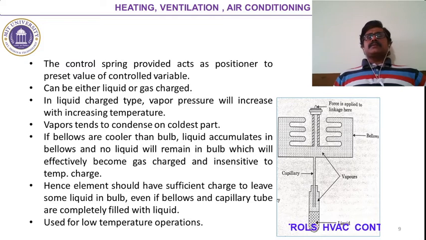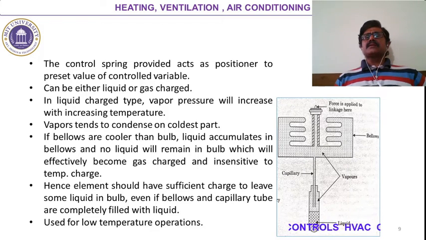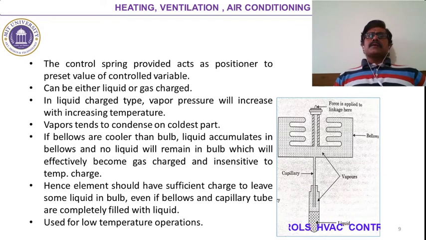The other type of bellow that we can have is one provided with a control spring, or an adjustment by the force which can be applied to this linkage. This force can be applied to the linkage either by rotating the knob in the appropriate direction, or you can insert a spring in between here. The control spring acts as a positioner to preset the value of the control variable. So depending upon the tension given with the help of the nut or a spring, that helps to set the value of a control variable, let us say the temperature.